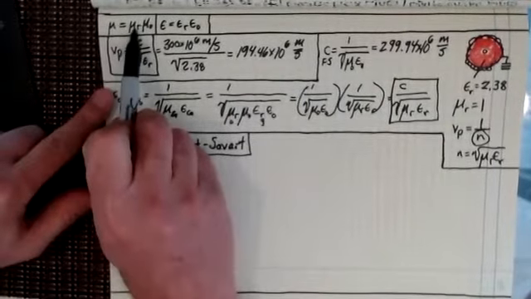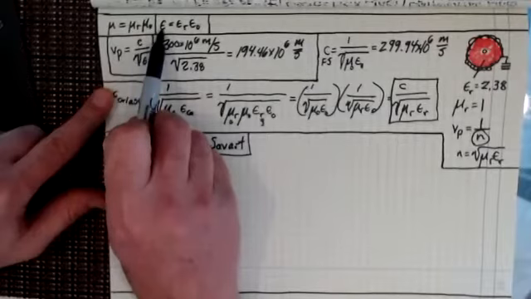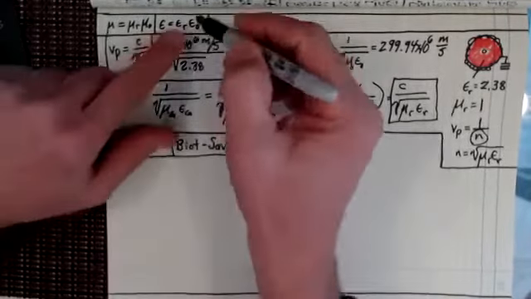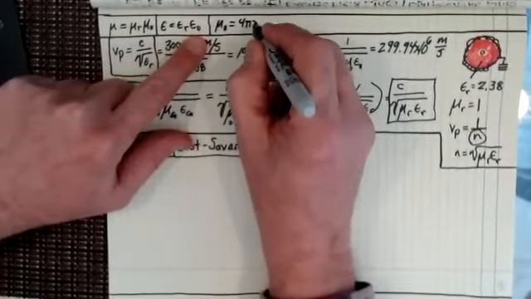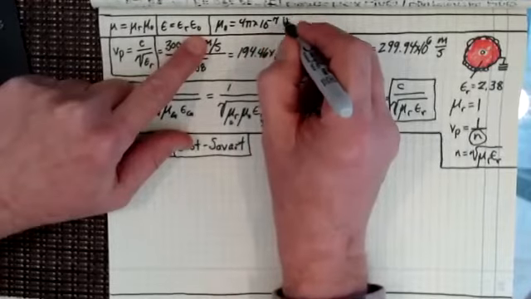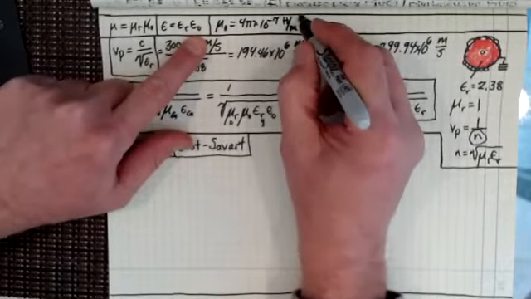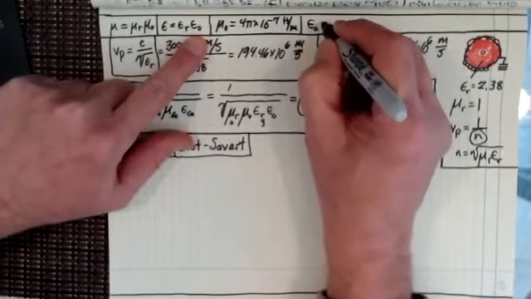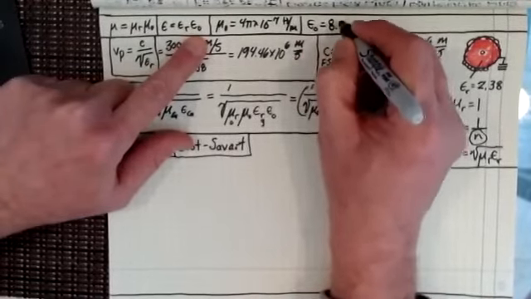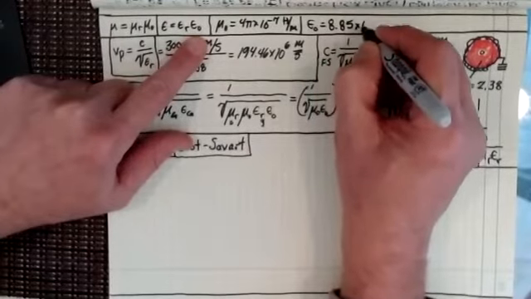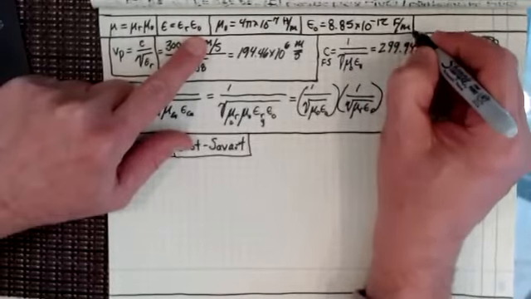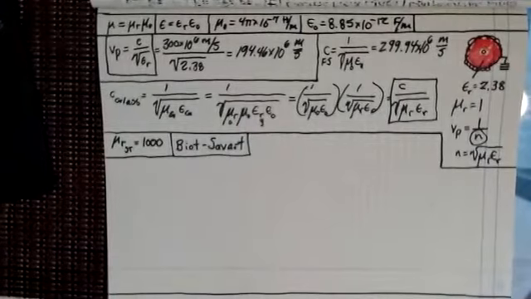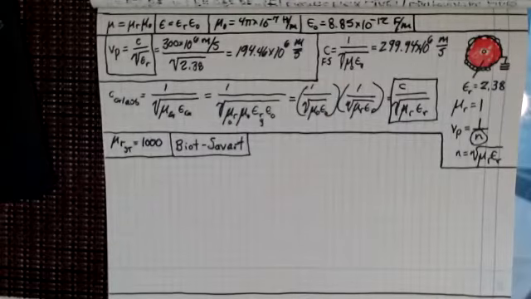Mu is always mu sub r times mu sub o. Epsilon is always epsilon sub r times epsilon sub o. Now, what is mu sub o? That's 4 pi times 10 to the minus 7 henries per meter. What is epsilon sub o? That is 8.85 times 10 to the minus 12 farads per meter. Memorize those now like you'd memorize pi or Euler's constant.